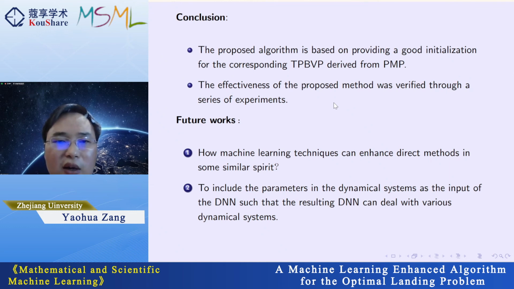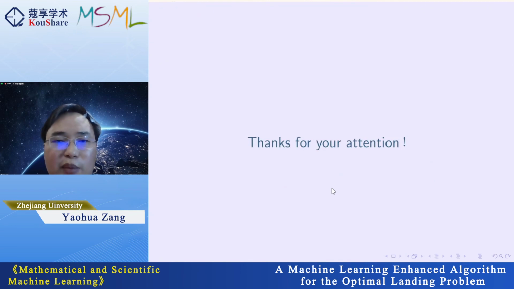However, there are still a lot of open problems for future work. The first problem is how machine learning techniques can enhance direct methods in a similar spirit. And the second work to be considered is to include the parameters of the dynamic system as the input of the deep neural networks, such that the resulting networks can deal with various dynamic systems. That is my talk today.